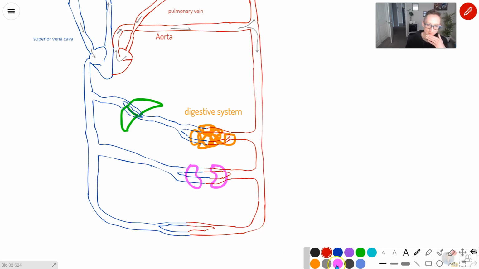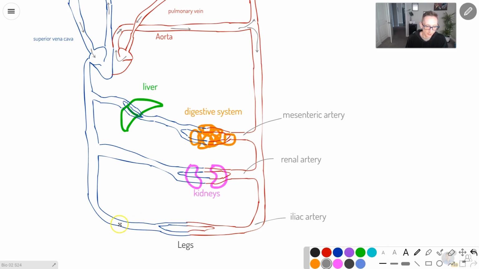Now let's label all this. So this is going to be to your legs. These are obviously your kidneys. This guy here in green is your liver. Now let's label some of these. This would be our mesenteric artery. This would be our renal artery. Renal artery goes to your kidney. Anytime you see renal, that means kidney. And then this would be your iliac artery.